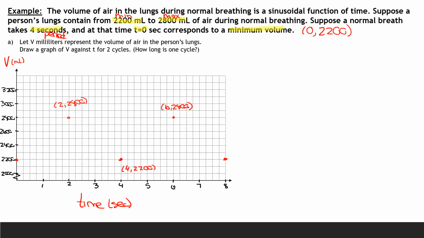Continuing with this halfway stuff, I also know that halfway between any max and any min, so halfway between 2 and 4, somewhere here at 3, I'm going to be at the equation of the axis. I'm going to be at that horizontal line. Let's talk about that horizontal line. Where is that horizontal line? What's halfway between 2200 and 2800? Remember how to find that? You add them together and divide by 2. It's going to be 2500.